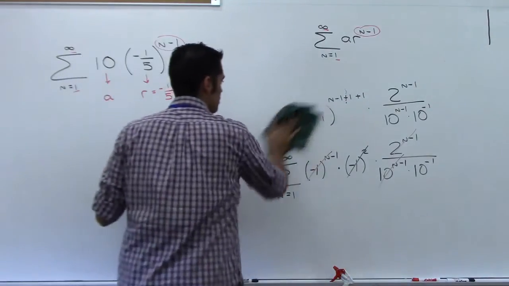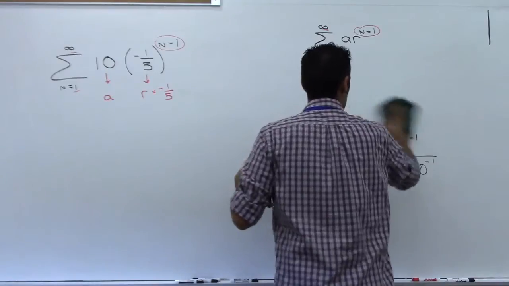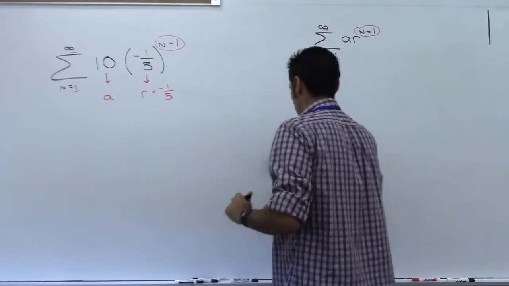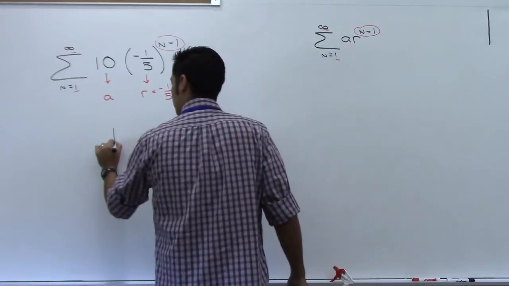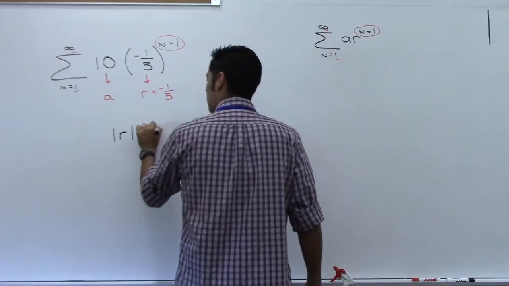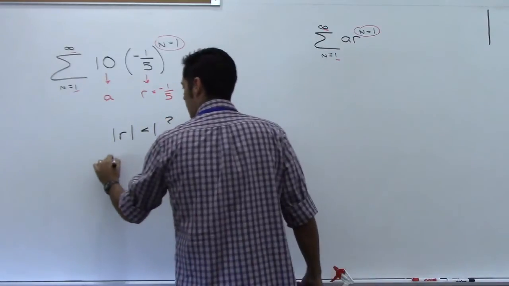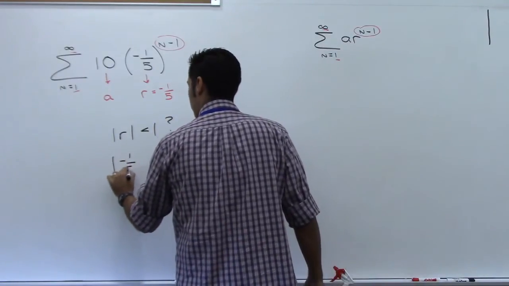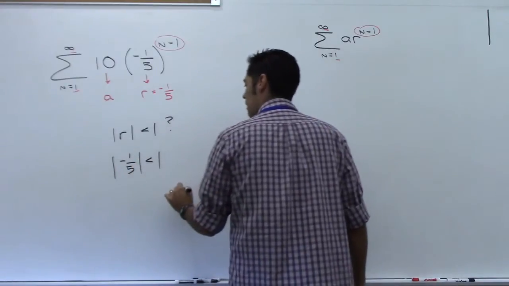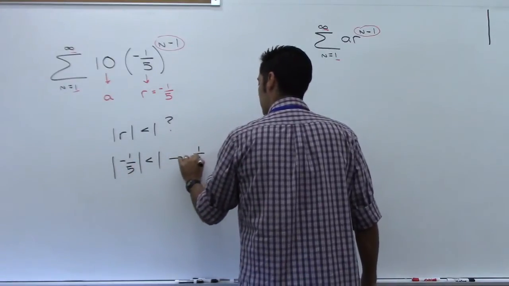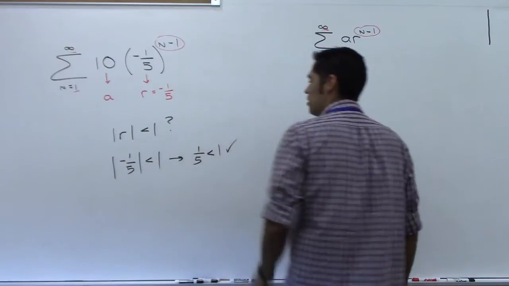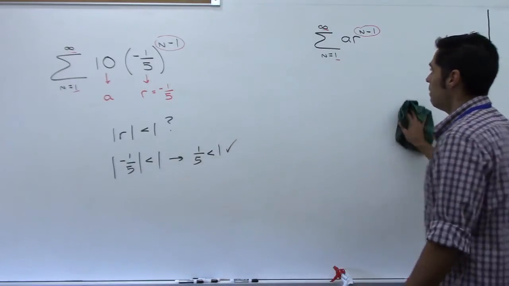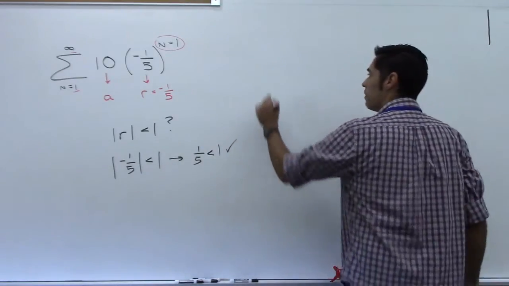So let's now check to see what we need for convergence. To converge, we need to take the absolute value of r. We need that to be less than 1. That's the question. Well, the absolute value of r is the absolute value of negative 1/5. Is that less than 1? Well, absolutely. That's 1/5 is less than 1. Check. So it converges. All right? So this series converges.